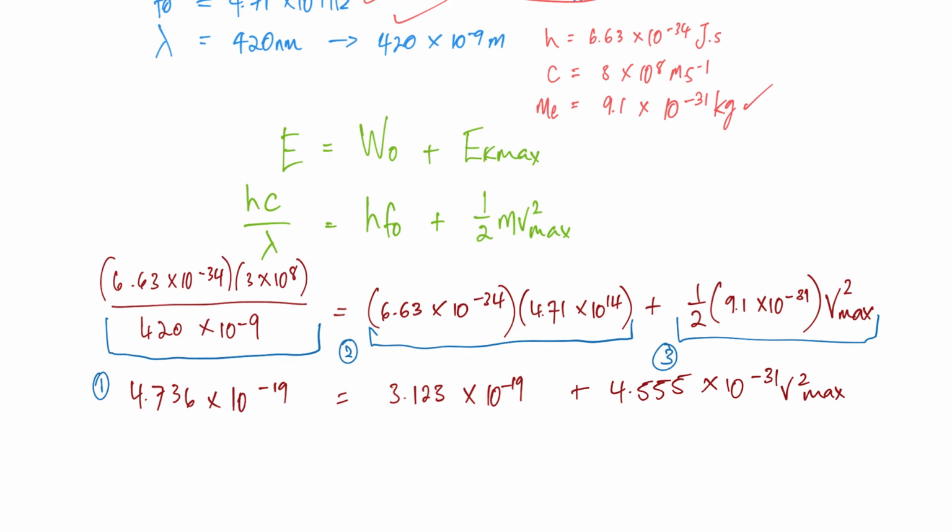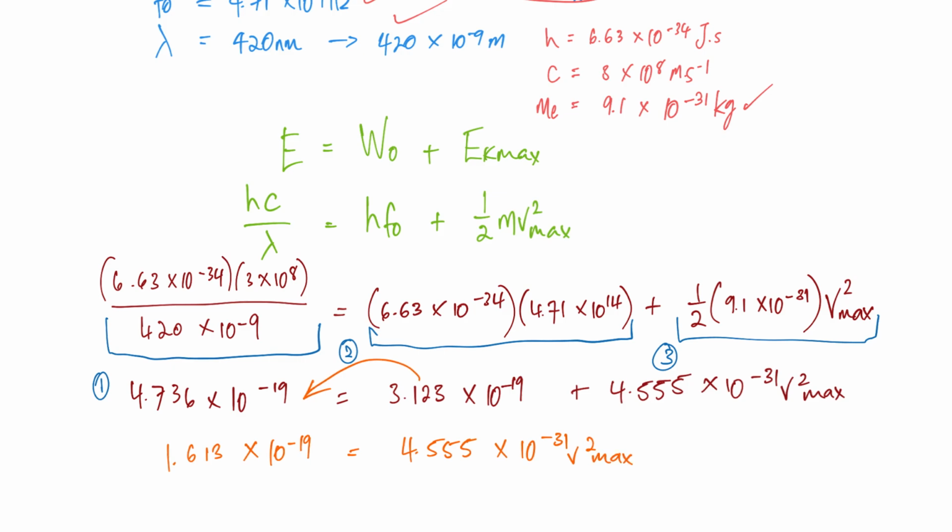Alright, if I look at these values, what I can do is I'm going to move this over to this side and put a minus sign, and I'm going to get 1.613 times 10 to the power of negative 19 is equal to 4.555 times 10 to the power of negative 31 V squared max.